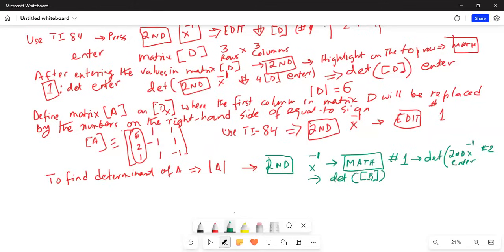Should I do determinant B? No, I am going to do determinant A. My mistake, pardon me. So I have to clear that. Second, then X inverse button, then I go to math, then number 1, and I'm going to do matrix A. So again, second, X inverse, I'll select not number 2, I'll select 1. So let me correct that.